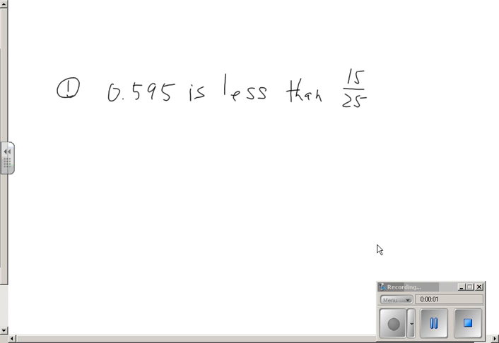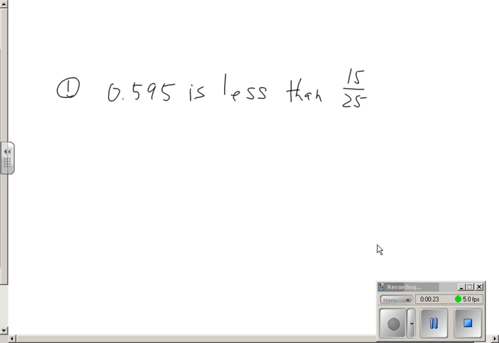Okay, welcome grade 8s to your review test of everything you've learned from grade 7. This is basically a test designed to see how well you learned what you're supposed to have learned last year. So question 1 starts off with a pretty easy true-false question. It says 0.595 or 595 thousandths is less than 15/25.